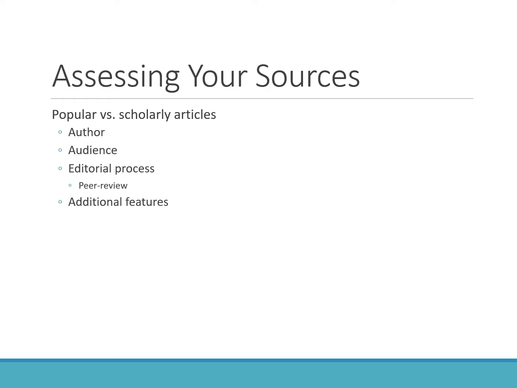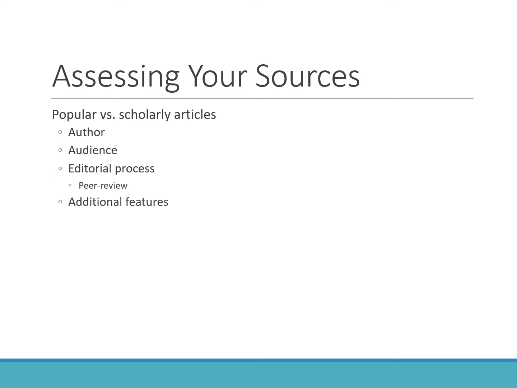Okay, so one important difference that you are able to identify is whether we're talking about a popular or a scholarly article. There are a couple of differences between popular and scholarly articles. One is the author. A popular article is published for a general audience. Normally the author is a journalist, as opposed to a scholarly article, which is written by the scientist who conducted the research. The audience is also different.